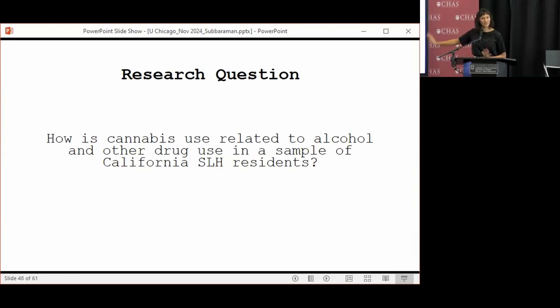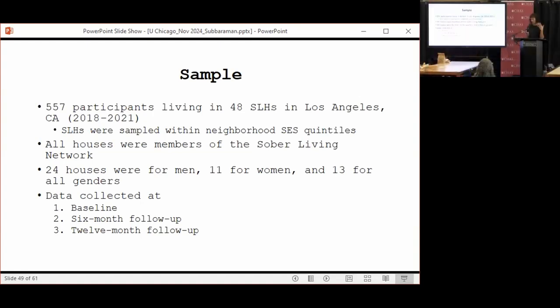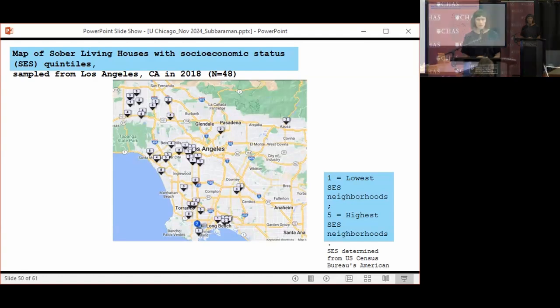You're already familiar with this because our data came from the multi-level study. So 557 participants provided data longitudinally. Here's a map of where the houses are geographically located across Los Angeles. Again, we sampled across quintiles so that we did represent diverse neighborhoods. 1 represents the lowest SES and 5 is the highest SES neighborhoods.